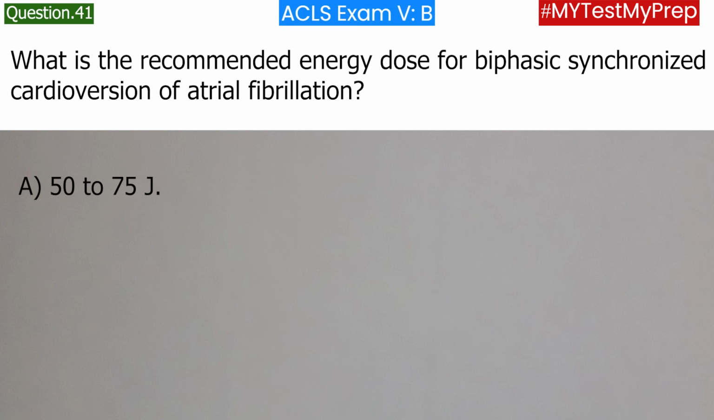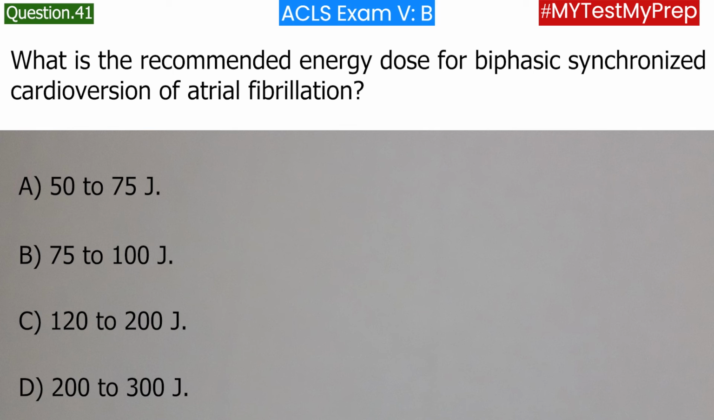What is the recommended energy dose for biphasic synchronized cardioversion of atrial fibrillation? A. 50 to 75 J. B. 75 to 100 J. C. 120 to 200 J. D. 200 to 300 J. Answer: C. 120 to 200 J.